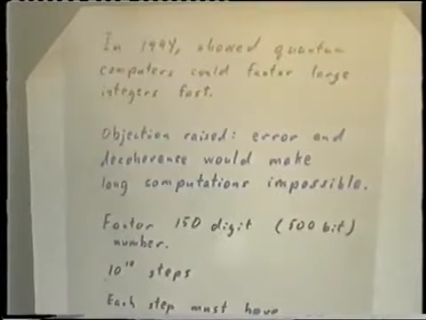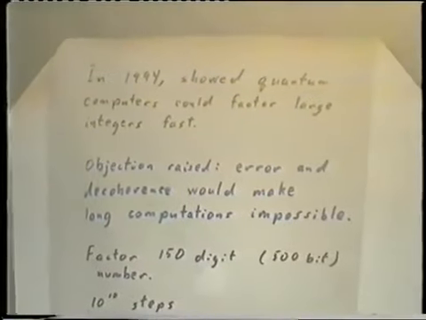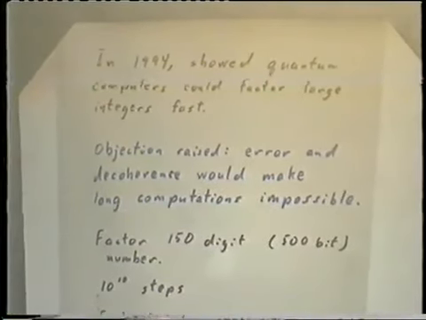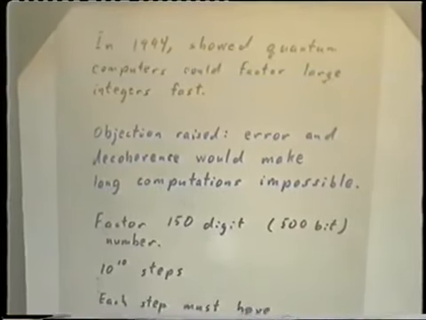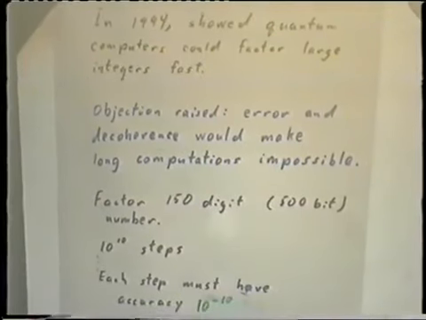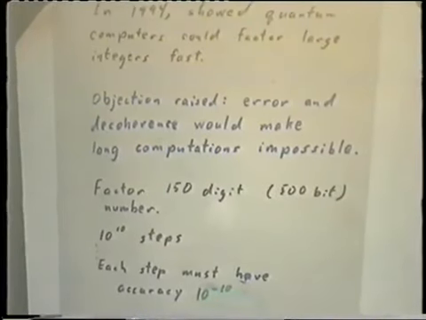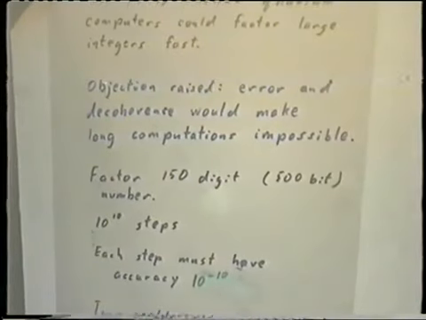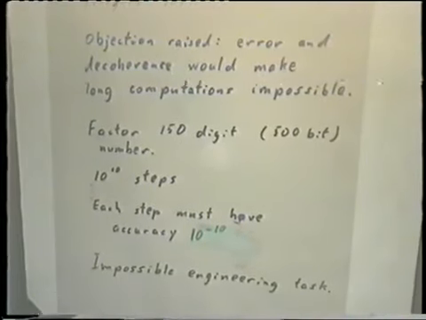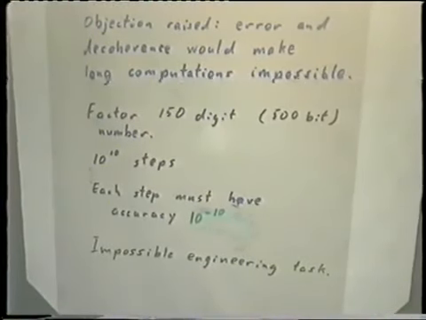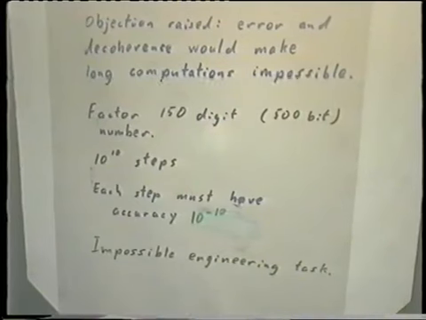So let's see. Now I want to say a little bit more about quantum computers. In 1994, after I showed that quantum computers could factor integers fast, the typical objection was that errors would make long computations impossible. For example, if you wanted to factor a 150-digit integer, it takes maybe 10 to the 10th steps. And it's easy to show that if you want this calculation to work, each step has to have accuracy 10 to the minus 10th. And this is essentially an impossible engineering task.